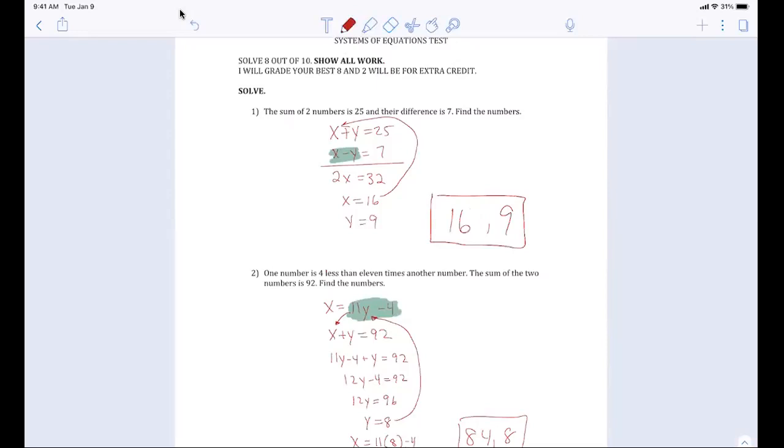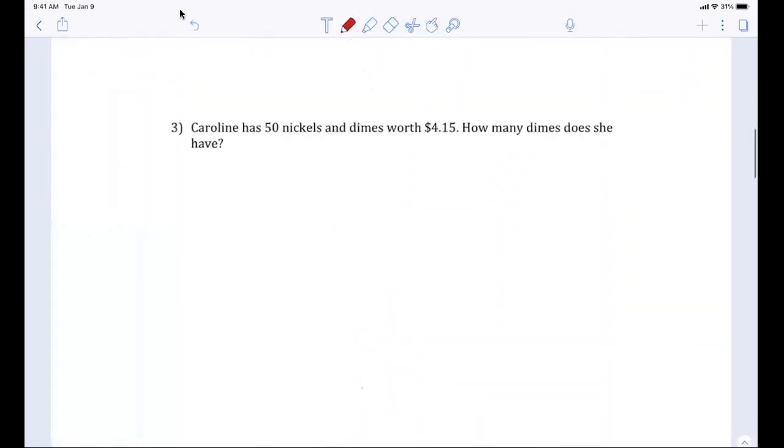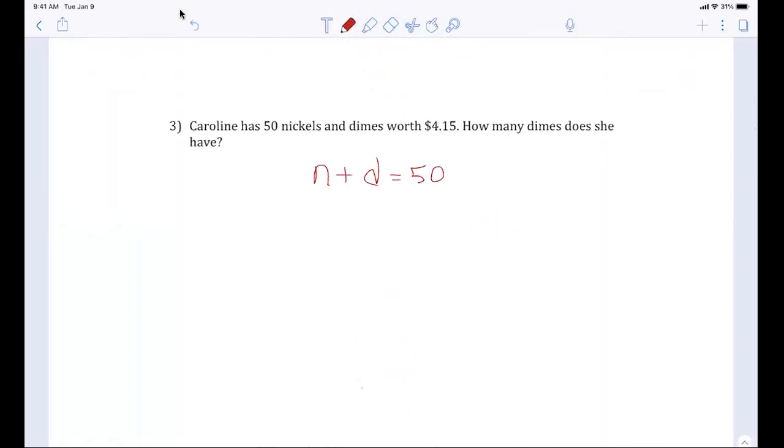All right, here we go. Let's check out the next one, number 3. Carolyn has 50 nickels and dimes. So nickels plus dimes equals 50. 0.05n plus 0.1d equals 4.50. Now, once again, we don't have to have 0.10, but you know what I mean? Some people feel more comfortable with that.